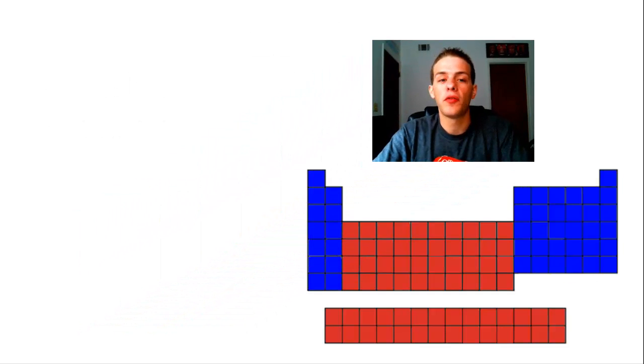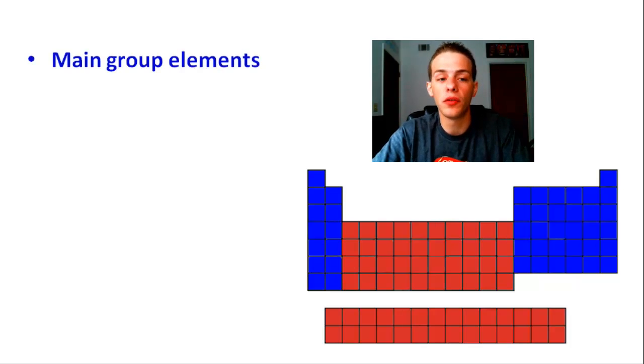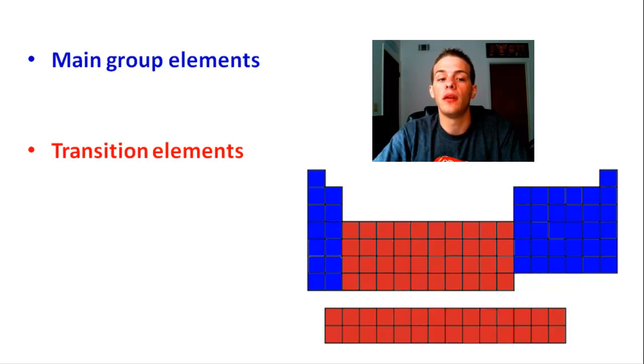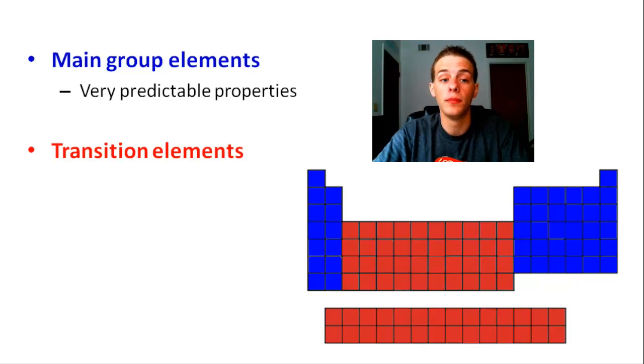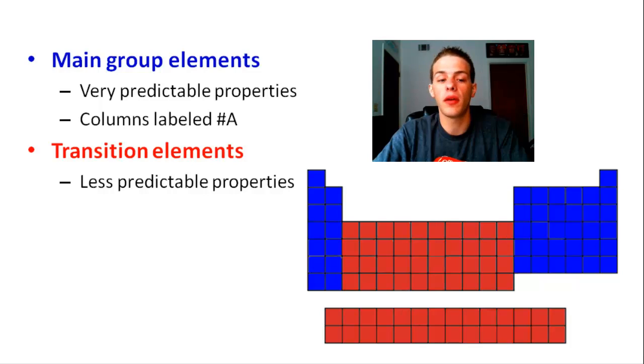To further classify the elements, we basically have two other classifications that we put all the elements into, which are the main group elements and the transition elements. In the main group elements, these elements have very predictable chemical properties simply based upon their position in the periodic table. The columns of main group elements are labeled with a number and the letter A. The chemical properties of transition elements, on the other hand, are much less predictable than those of main group elements, and their columns are labeled with a number and the letter B.